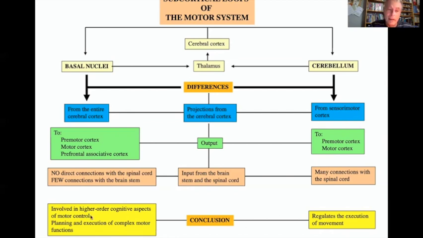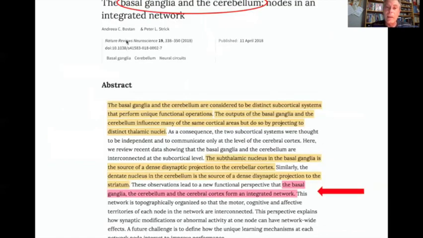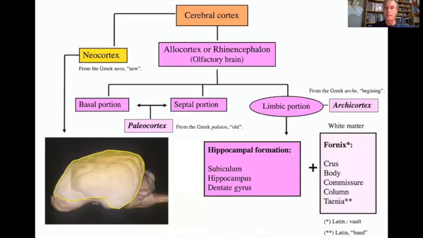However, the basal nuclei are involved in higher order cognitive aspects of this, planning, execution, more complex functions of the motor activity. However, the cerebellum just regulates the execution of the movement. These are the differences. And in this paper, this is wrong, we should say the basal nuclei, not basal ganglia. The basal nuclei, the cerebellum and the cerebral cortex form an integrated network. Both are deeply related.